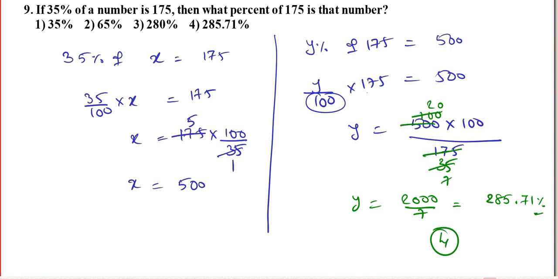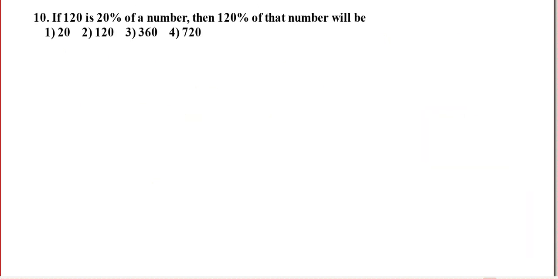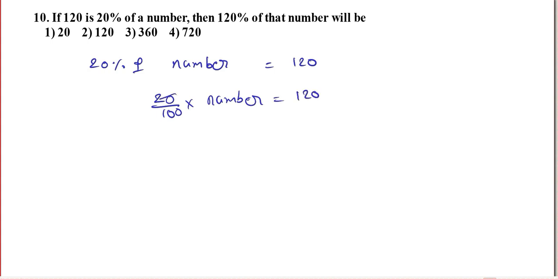Okay, now let us go with the next question. If 120 is 20 percent of a number, then we are asked to find 120 percent of that number. Firstly, what is given is that 20 percent of a number is 120. From this, we are asked to find 120 percent. 20 percent means 20 per 100 into that number gives you 120. 20 fives are 100. So the required number is 120 into 5 by 1, that is 5, so we get 120 into 5, that is 600.